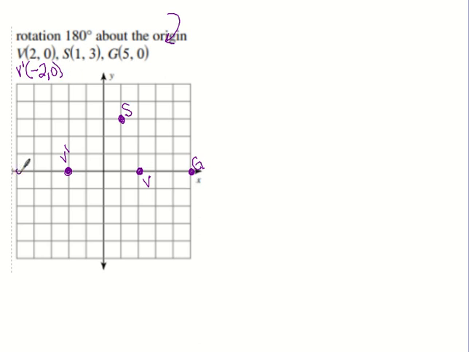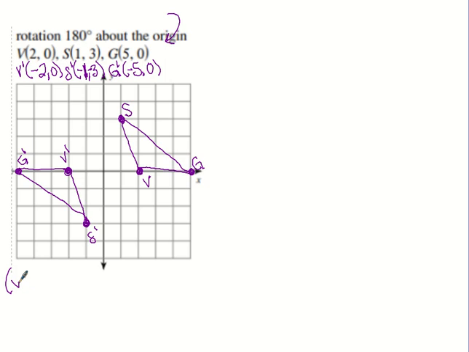G prime is here at -5, 0. And S prime is right here at, probably should have drawn these so that you could see what it looks like. There we go. And S prime is at -1, 3. Oh, I lied, -3. They're both negative, there it is.